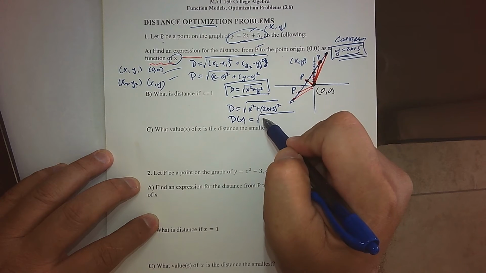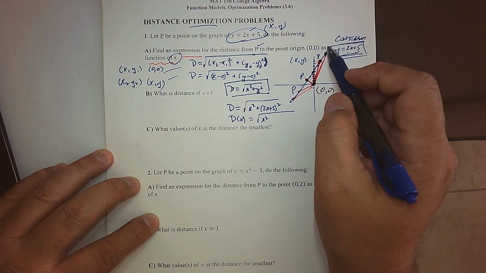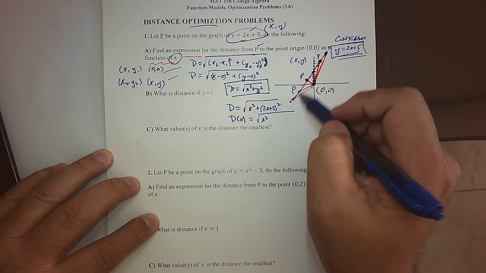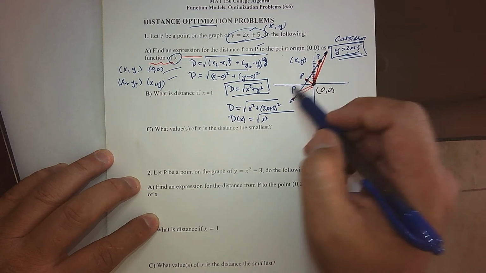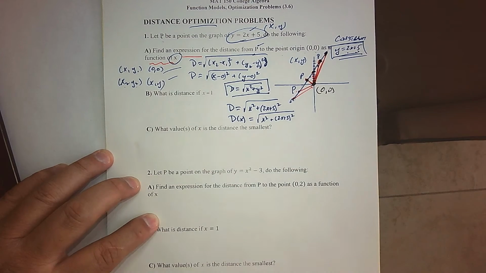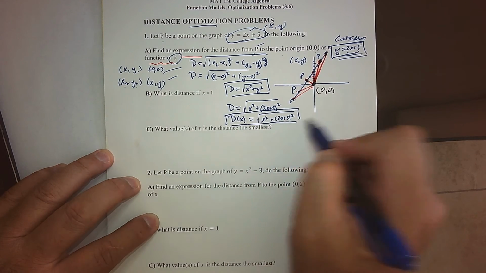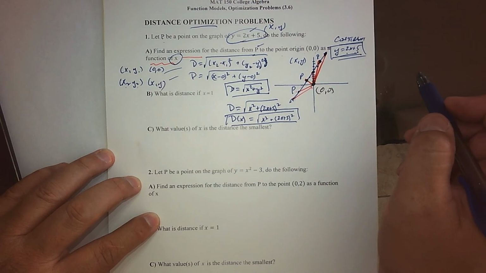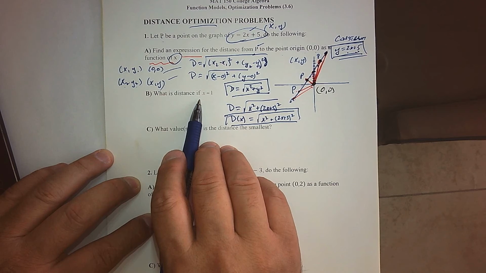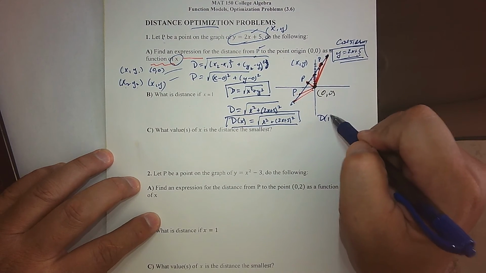So there is our d of x. At any point P along the line, all I need to give you is the x coordinate. x is 1, x is 2, x is 3, x is 4. I'll plug it into this formula, and I basically have the distance. So there is our function that we can use to find the distance. And that's what I'm asking us to do in the next step, right? What is the distance when x is equal to 1? So all I've got to do is find d of 1.